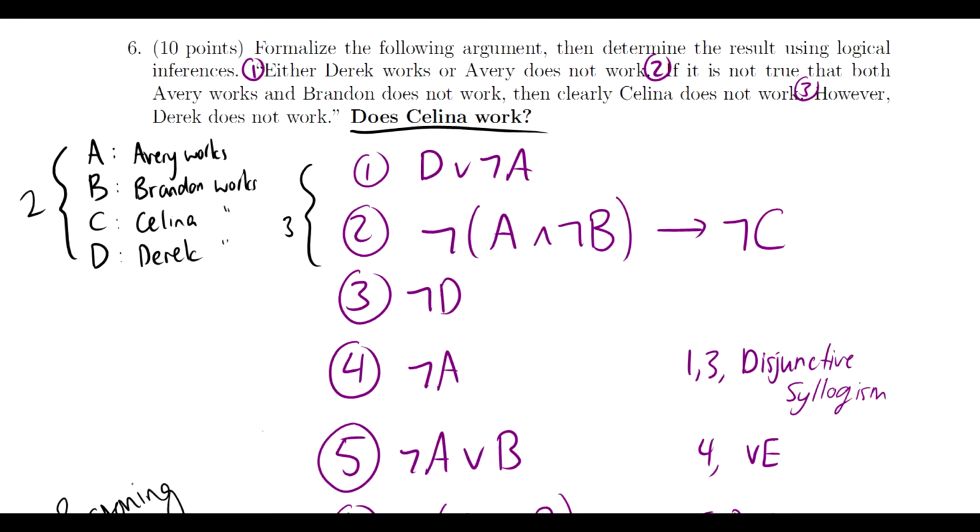Question 6. Oh god, this one would be terrible. So here's the thing. If you screw up the sentences, you will screw up the result. So, at least 2 out of 10 for writing out some formalizations. That's what I would expect at least.